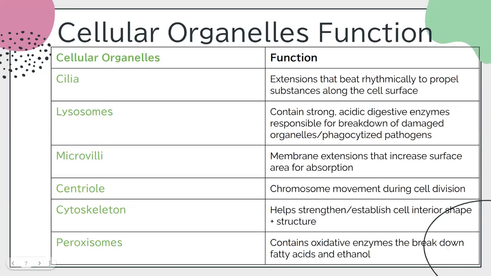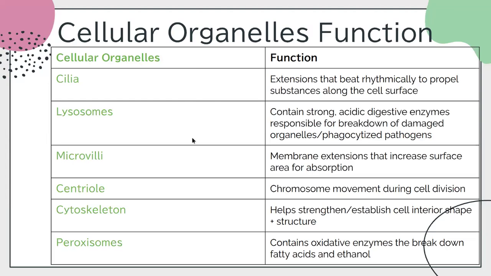Next, the last couple set of organelles that we have is your cilia. The cilia is basically going to have this propulsion mechanism, also known as rhythmic beating, and it propels substances along the cell surface. So you actually have cilia within your nose, and it helps to get rid of any dust or debris or pathogen that might be trying to enter your body through your nasal canal or through your nose. So it helps with immunity support.